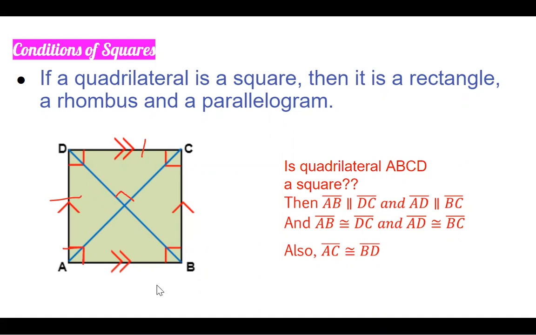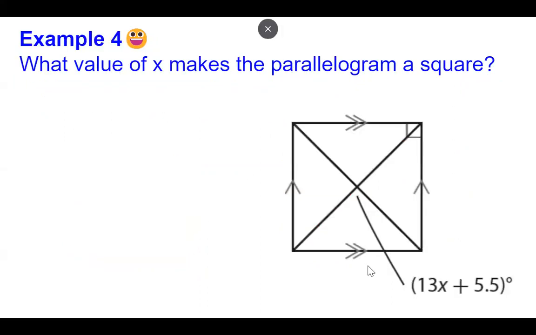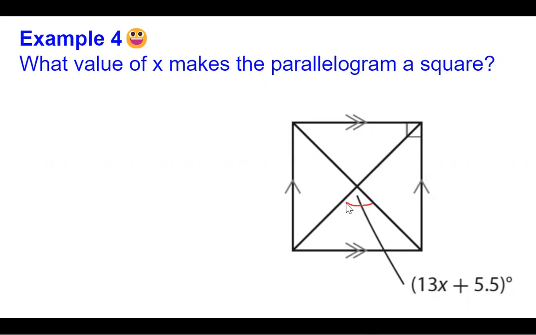So let's go ahead and do this one. What value of x makes the parallelogram a beautiful square? So what has to be true for this expression? So what is it pointing at? The middle part, right? This little angle right here. Now, what do we need to know about these angles? They have to be what? Specific measurement. It has to be 90 degrees. So this has to be 90 degrees. So let's go ahead and see what the value of x has to be in order for it to be 90 degrees. So we have 13x plus 5.5 equals 90.